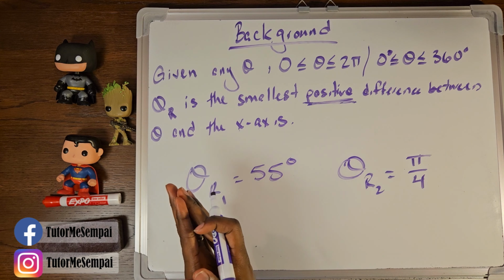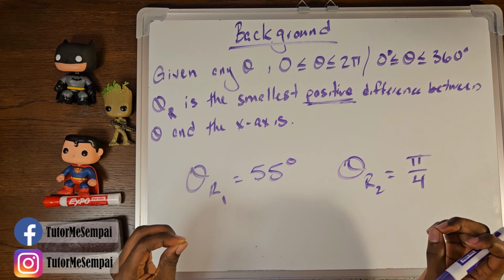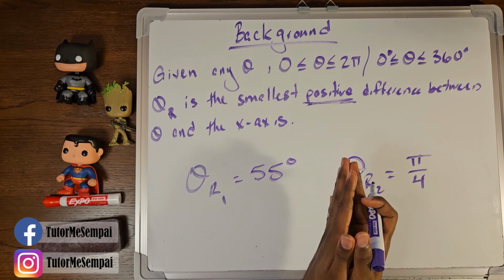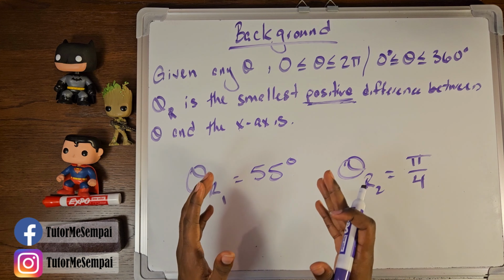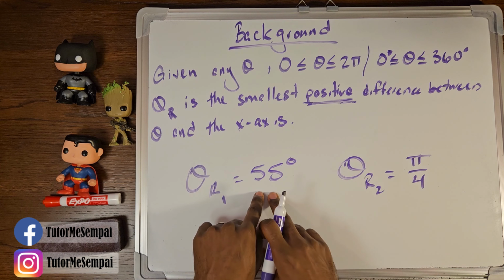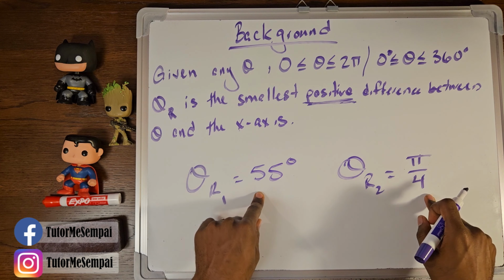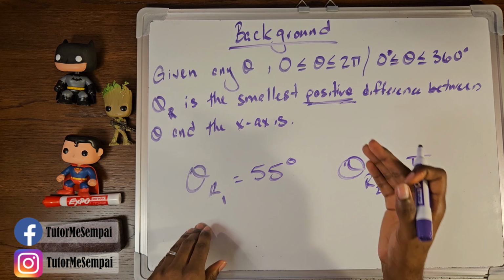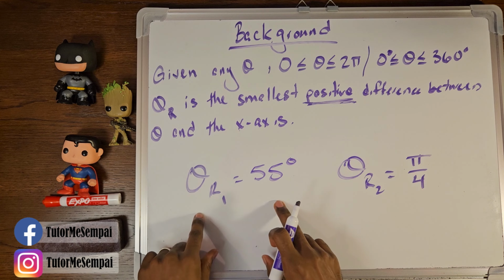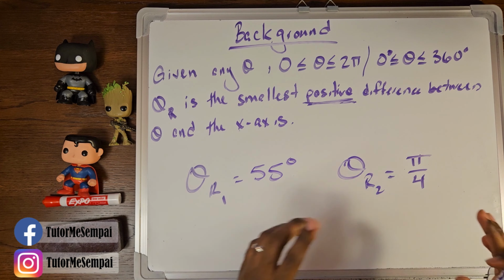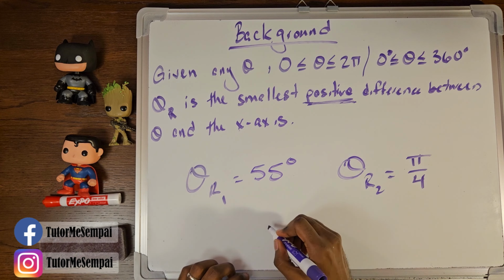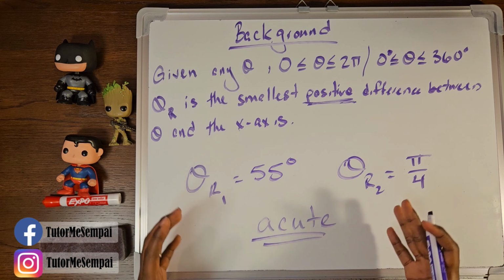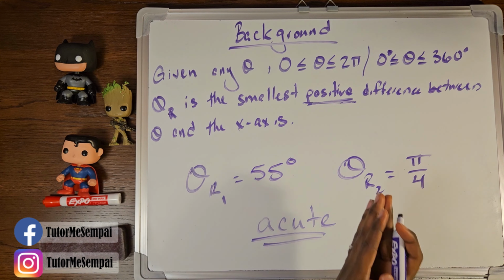One quick thing before we move on to our next part. I want you to realize that this is not just true for these two examples, but it's going to be true for all reference angles. Notice how small these angles actually are. This is 55 degrees. This is pi over 4. Both of these angles are going to be obviously positive, but smaller than 90 degrees, if you're looking at degrees, or smaller than pi over 2. This means that your reference angle, not just for these two, but in general, should always be an acute angle. If your reference angle is not acute, you are not doing something properly.